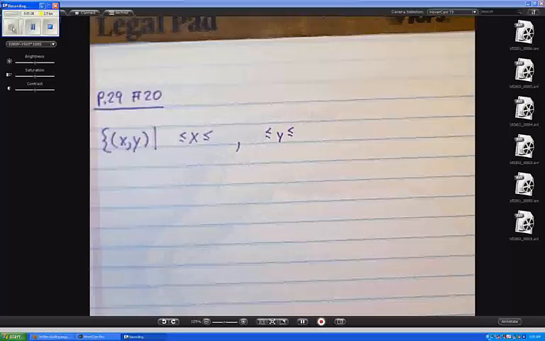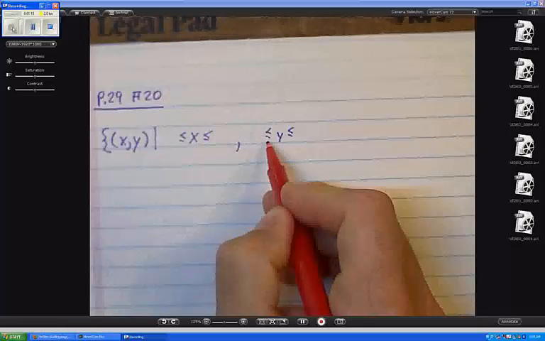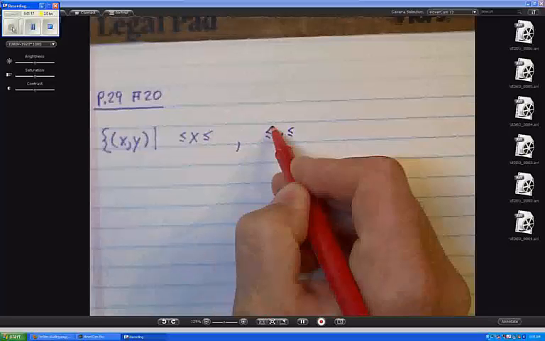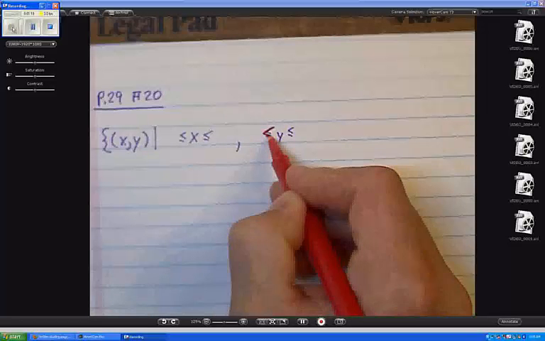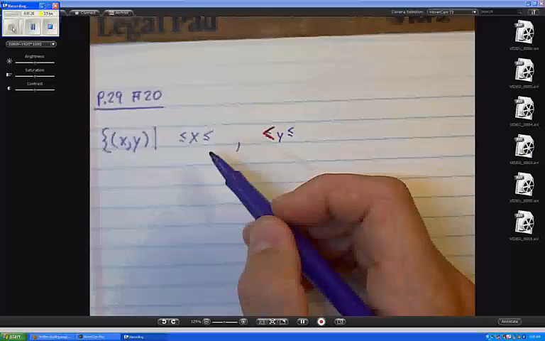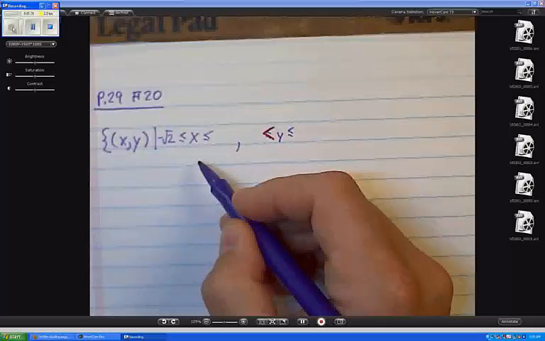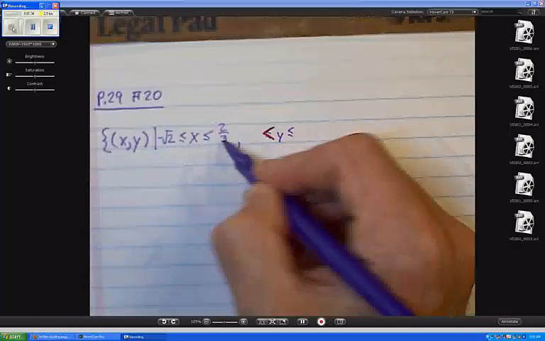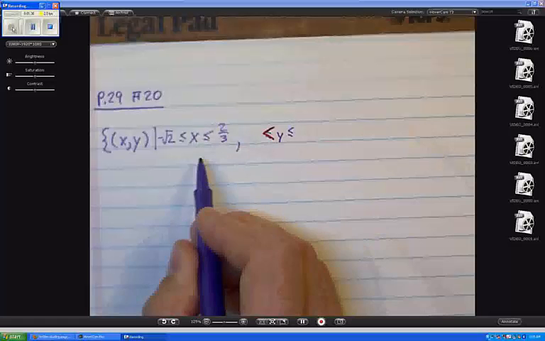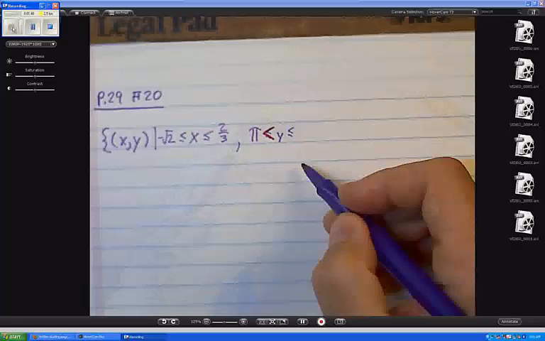Oh, wait a minute. I did one thing wrong. I notice in the book, that's not a less than or equal to, is it? By the y, what do they have? Strictly less than, okay? Which is going to be a nice teaching opportunity for me. See, Stitz is always thinking when he writes this stuff. So this is good. So we have negative the square root of 2, and we have 2/3. That's the limits for x. And we have pi, and we have 9/2.